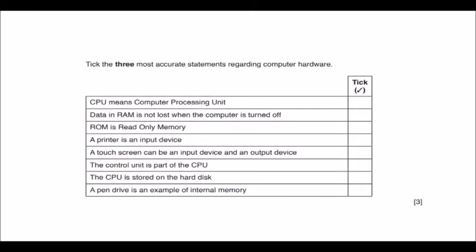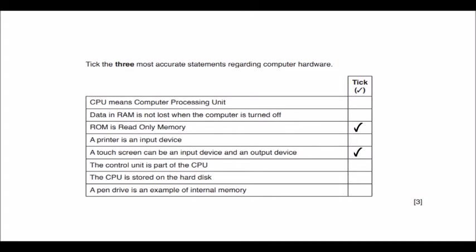This one, tick the 3 most accurate statements regarding computer hardware. The first one is not correct. Why? Because it's supposed to be central processing unit. It is not computer processing unit. The second one, data in RAM is not lost. No, it is lost. The second one is not correct also. ROM, yes, this one is correct. It is a read-only memory. We need 2 more. Which other one is also correct? This one is also correct.